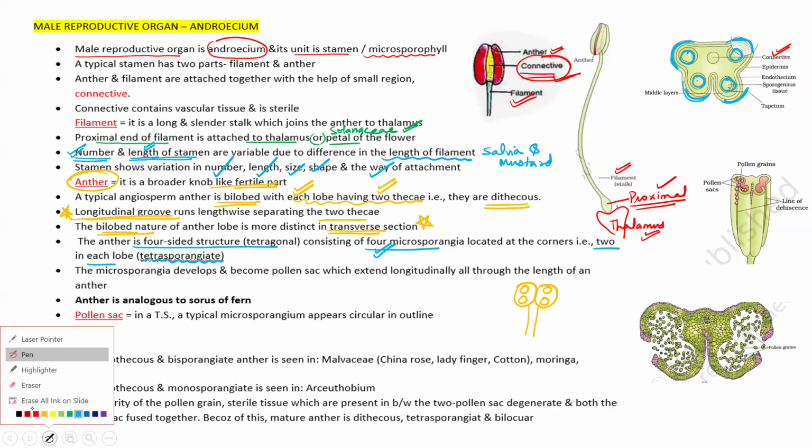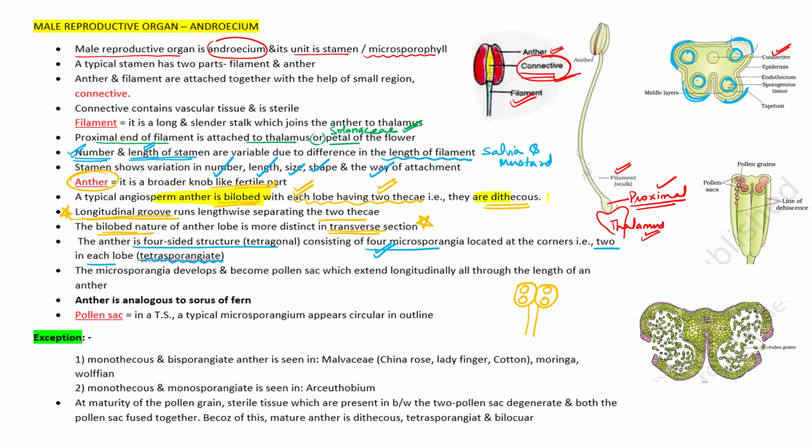So what are the points you have to remember? First of all, the anther is dithecous, and it is tetrasporangiate. Clear? Very important question. Please learn it. Microsporangia will develop and become pollen sacs, and the pollen sacs will appear circular in outline in transverse section.